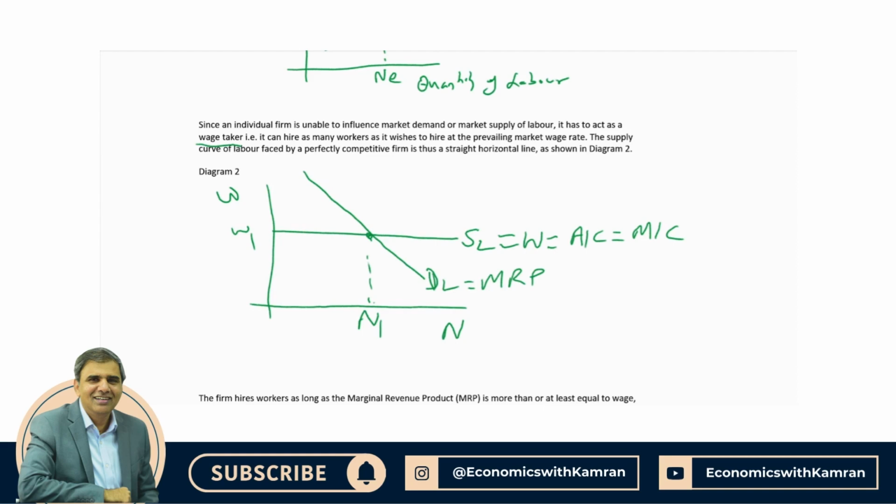So firms hire workers as long as MRP is more than MIC. More than, if a worker contributes more to the revenues, now that is the contribution of a worker to the revenue, and less to the cost. Now marginal input cost is the amount by which the total cost rises if one more worker is hired. So as long as I hire a worker and he gives more to the revenue and less to the cost, I'll hire him. So all workers between 0 and N1 will be hired. However, workers beyond N1 will not be hired, as these workers give less in revenue but they cost more.